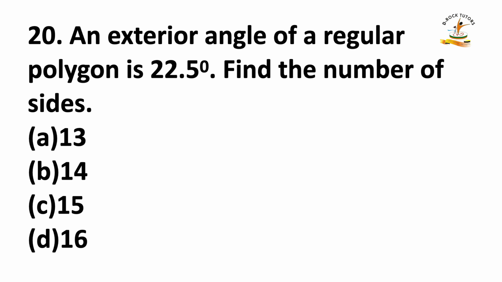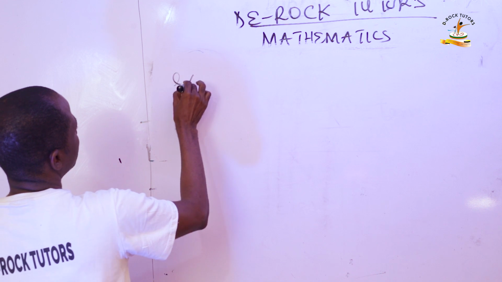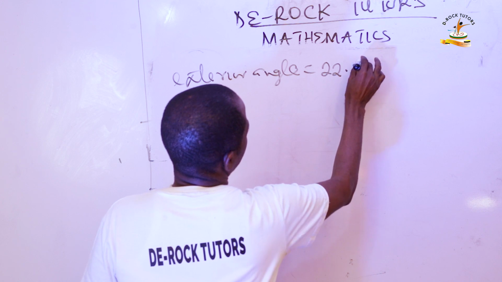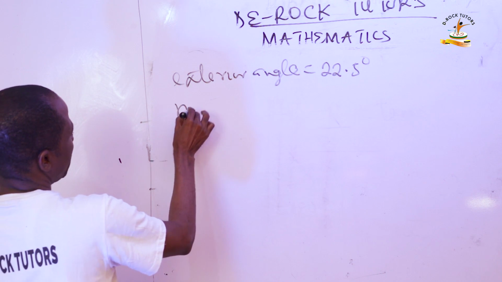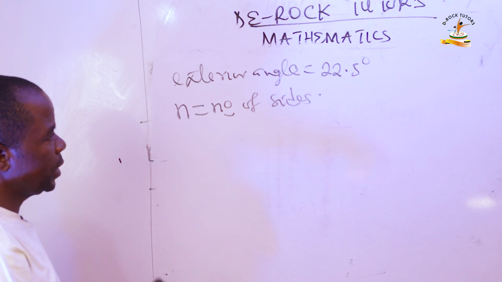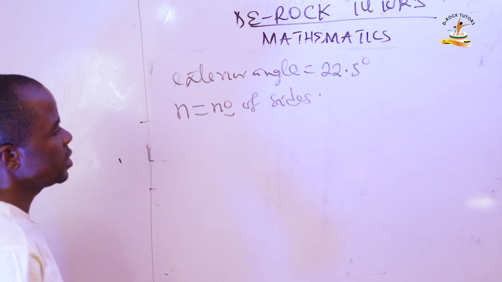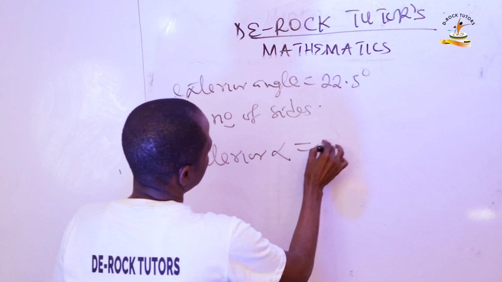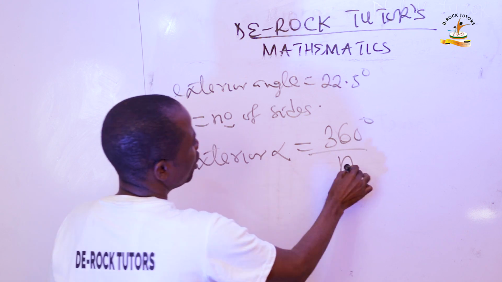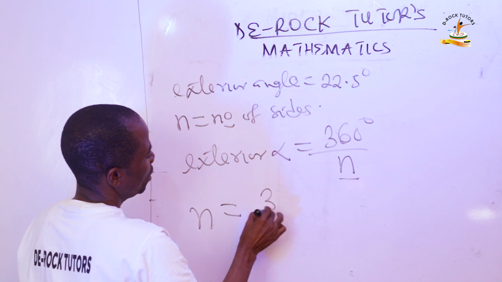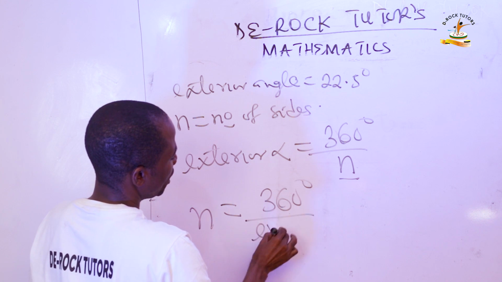An exterior angle of a regular polygon is 22.5 degrees. Find the number of sides. Exterior angle is 22.5 degrees. We're asked to look for the number of sides. If n is equal to the number of sides, we know that the sum of the exterior angles of a regular polygon is equal to 360 degrees. So, which means that exterior angle is equal to 360 degrees divided by the number of sides, which is n. So, if you want to make n the subject, this is a formula, n now becomes 360 degrees divided by each exterior angle.